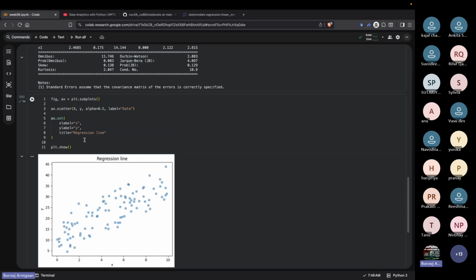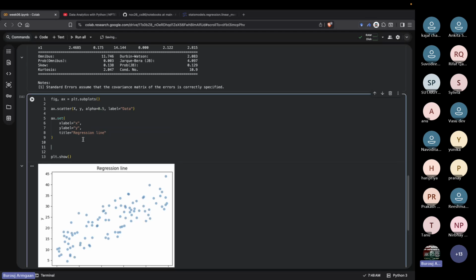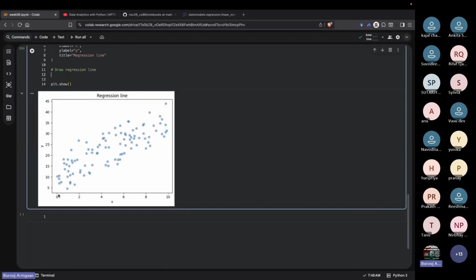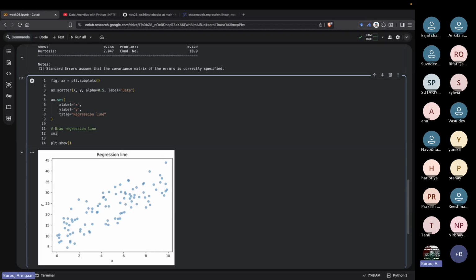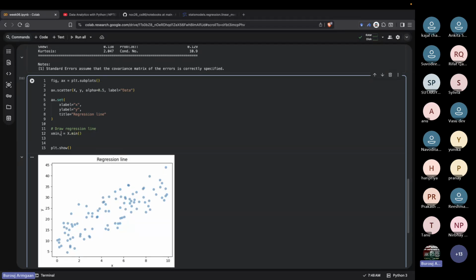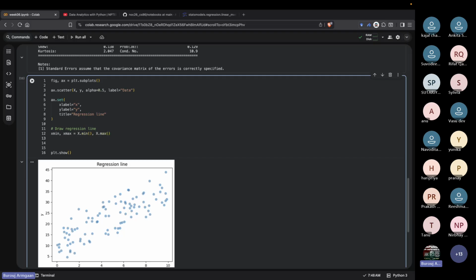Okay, so this is again our old line. Now we need to draw our regression line. To draw a regression line, we essentially need the x values going from this range 0 to 10. That is whatever our data range is. So to do that, we can say that our x min is equal to this thing. Our x max is equal to x dot max. And we would like, suppose, 100 points between these two points. So we can say that x underscore line is equal to np dot linspace.